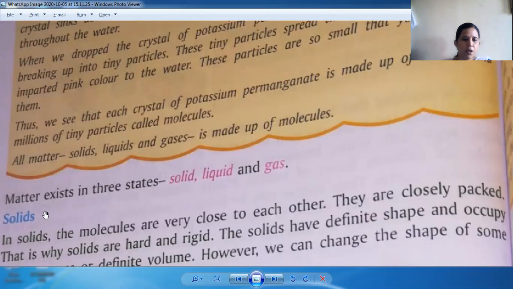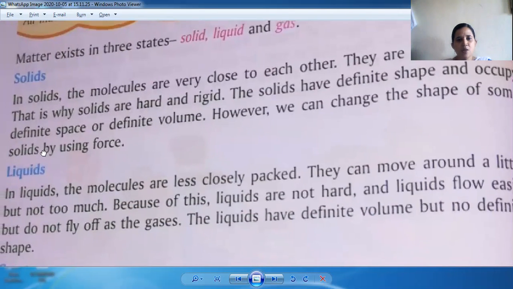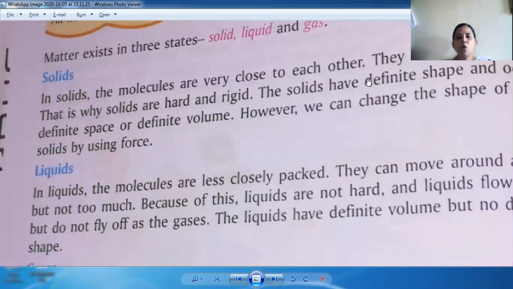Now, matter exists in three states: solids, liquids, and gases. So, how can we divide matter into these three categories? Let us see what solids are. In solids, the molecules are very close to each other. They are closely packed. The intermolecular space between the molecules in solids is very less, which means they are very tightly attached. That is why solids are hard and rigid.